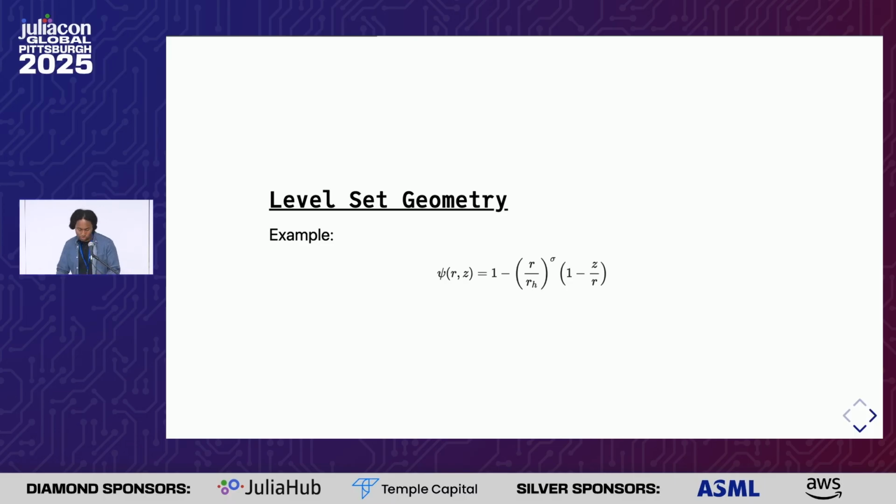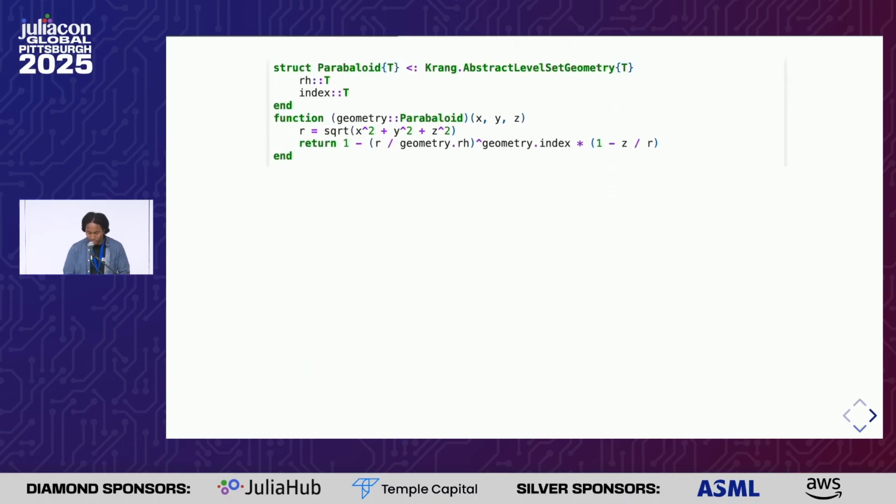So I mentioned that's a cone geometry. Now the level set geometries. The idea of a level set geometry is that suppose you want to implement some surface in there, and the surface has a nice mathematical description. If the surface is defined by a level set, then I've got you covered. So it's very simple to implement.